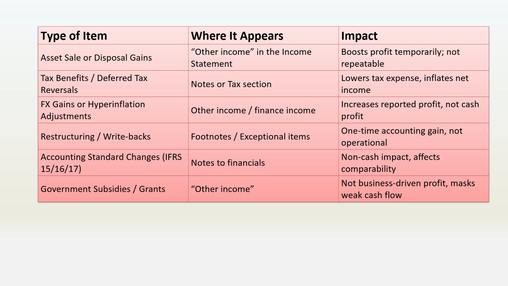Then there are government subsidies and grants. You just go to other income. These are not business-driven profits. They just mask weak cash flow. And any company with government subsidies, you need to be worried about. Look at Mumias. It used to have government subsidies once in a while, even KQ. But then, after some time, what happened? They start reporting their cash losses. Then at that point, that's when, as an investor, you realize you got into a loss-making company that doesn't stand by fundamentals, and prices come down. You're left with a stock that you can only sell at a loss.